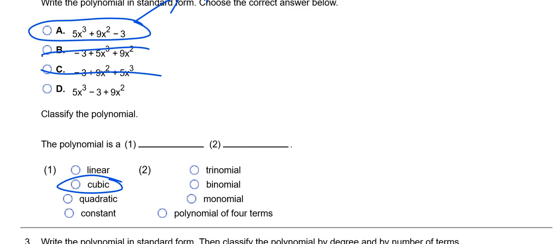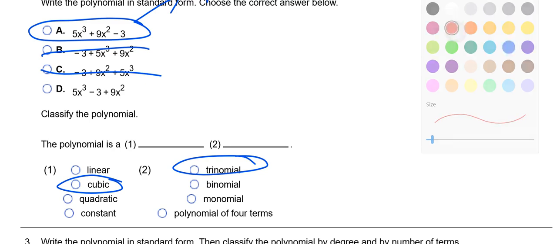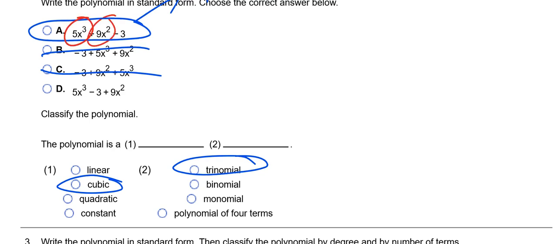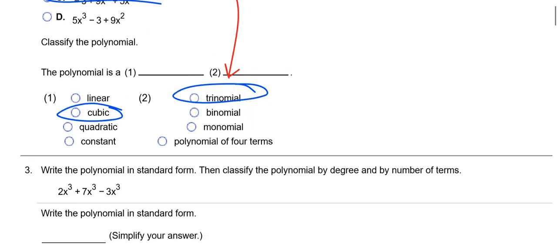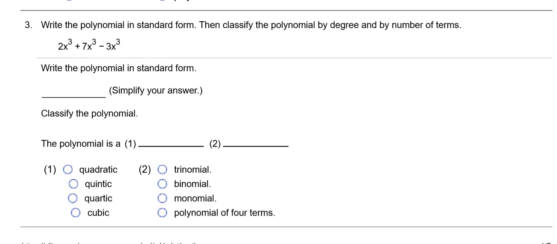Which term? Trinomial, binomial, monomial, or polynomial in 4 terms? Trinomial, right. This is a cubic trinomial. Cubic trinomial. Because there are 3 terms for those of you wondering. 1, 2, 3. That's how I got my choice there. Okay. Go. Question 3.